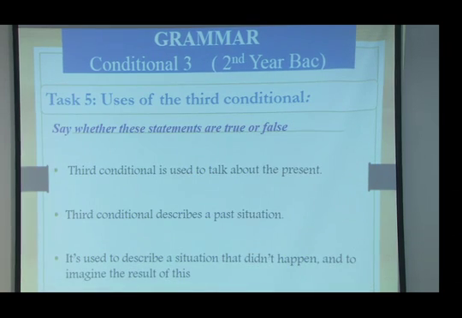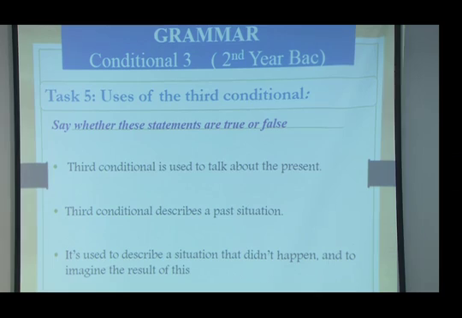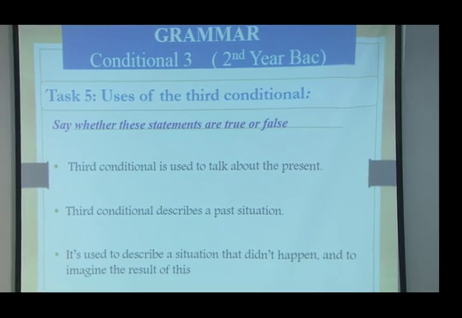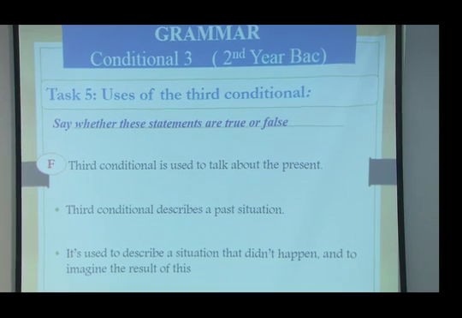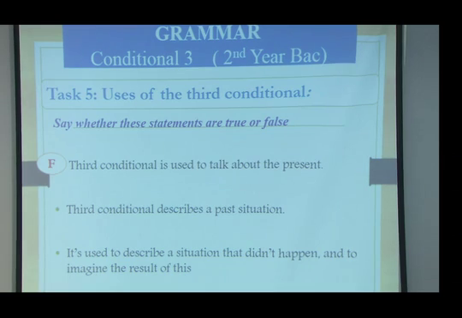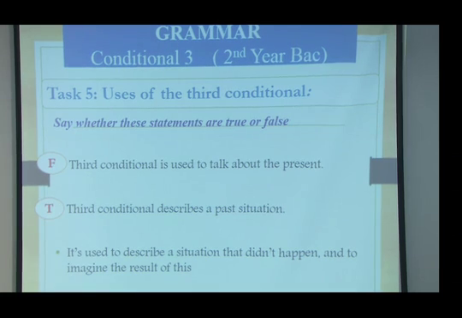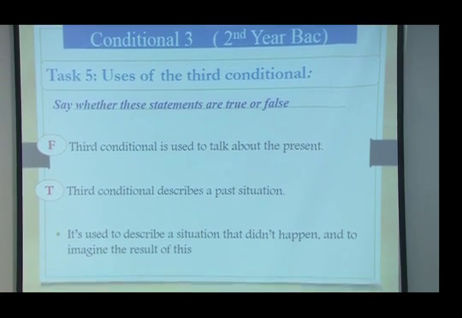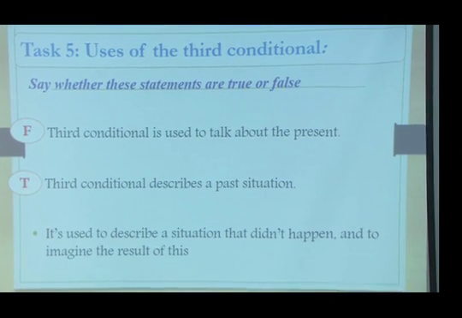Now, say whether these statements are true or false to complete the formulation of the rule of the conditional type 3. Third conditional is used to talk about the present. Is it used to talk about the present? True or false? Great. False. Third conditional describes a past situation. True or false? Good job. True. It is used to describe a situation that didn't happen and to imagine the result of this. True or false?